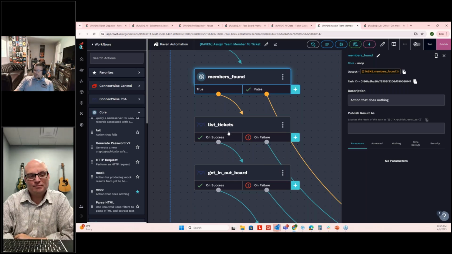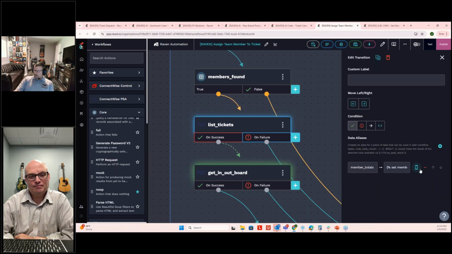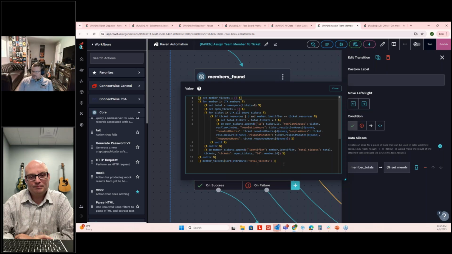Now what we do is we list all of the tickets for those assigned resources. In this case, we have some Jinja code here that gives us a list of members and their total number of assigned tickets. This also accounts for people that may be assigned. So you may have a ticket that has multiple resources assigned, and this is going to account for that too. If you have a ticket with 2 resources assigned, both of those resources are going to get credit for having that ticket in their queue.